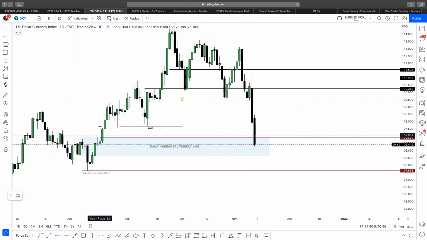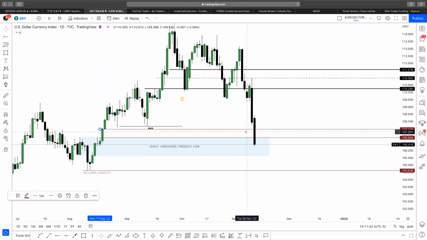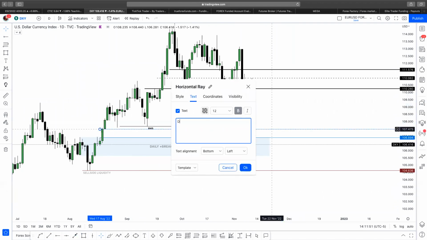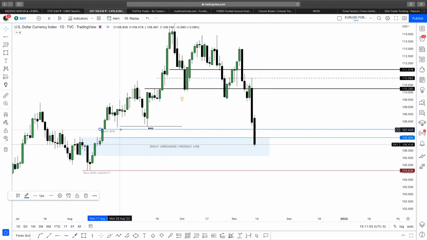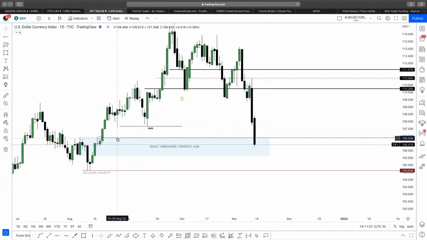This is a BPR, right? Monitor these levels. Daily BPR. I think I used the wrong tool. Sorry.